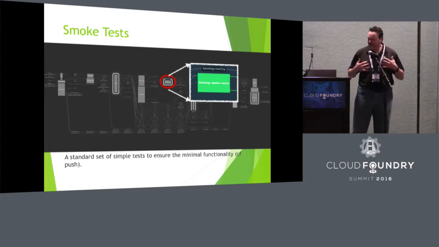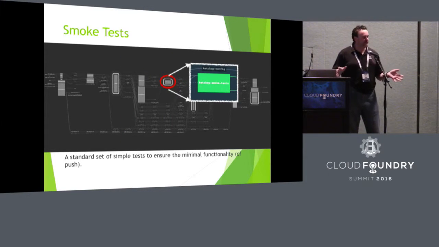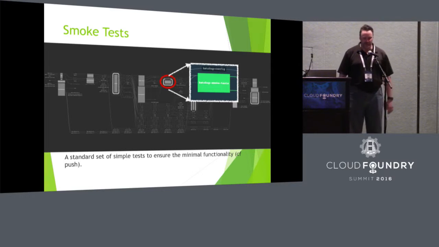Get back to smoke tests. They're just a simple set of tests to do minimal testing. So we want to make sure we can push an app, the app can run, and everything is running fine. So this will be able to catch us if we have done something severely wrong, like we've checked in something or we've deleted some code so that nothing runs very well or we can't push an app.